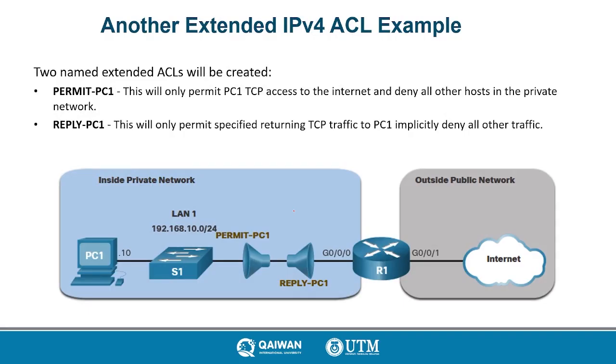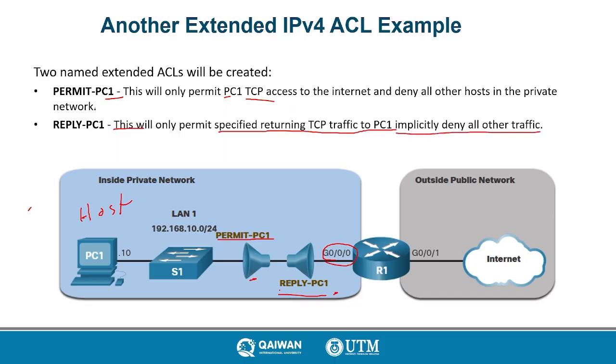Another extended IPv4 access list example: we have this host. Okay, this is our host. Over the G0/0, we have two extended access lists. We have the permit PC1 and we have the reply PC1. This one would be inbound, this one would be outbound. The permit PC1 only permits PC1 TCP access to the internet and denies all other hosts in the private network. And the reply will only permit specific return TCP traffic to PC1, implicitly denying all other traffic.